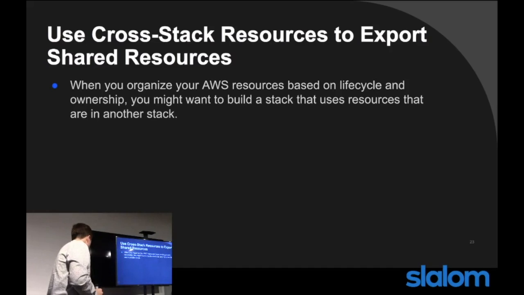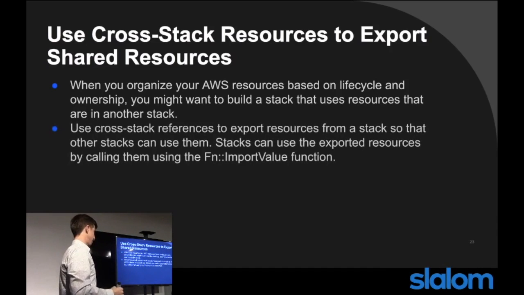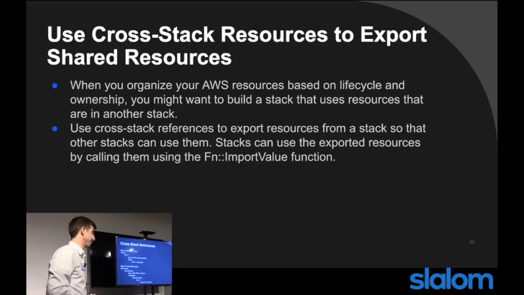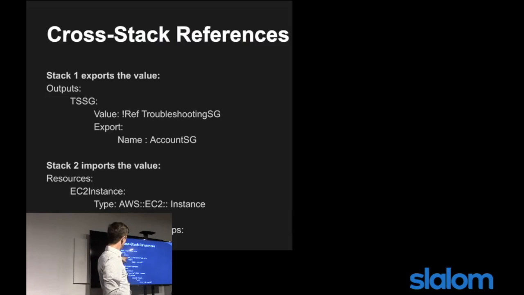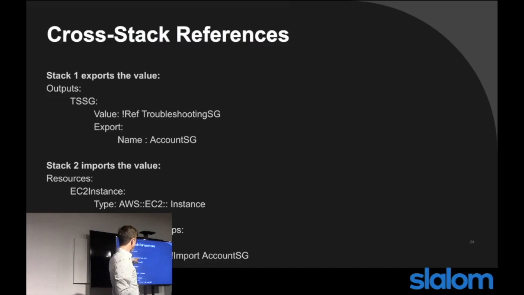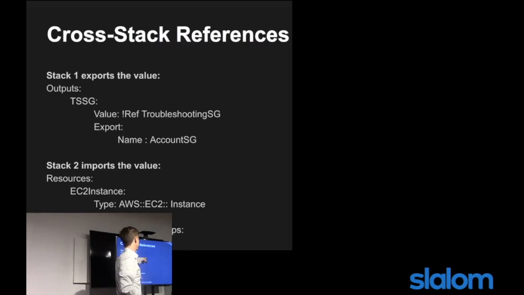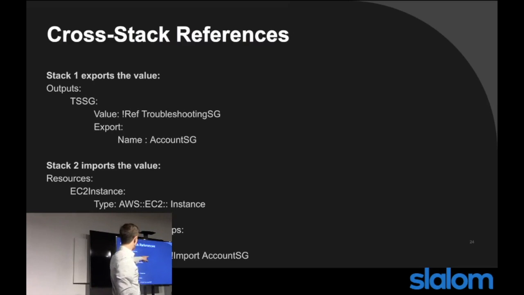So when we're looking at that, I'm a very visual learner, so I've got a lot of words on the screen here. Let's just show you what it looks like. So here is the first stack, and here is the output of the first stack. So this is telling me I have this value here. I want it to take this information from this TSSG, which is short for security group. I want that value to be exported with the name account security group. Okay, so this is stack one.